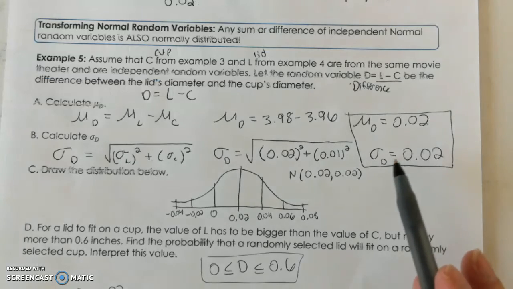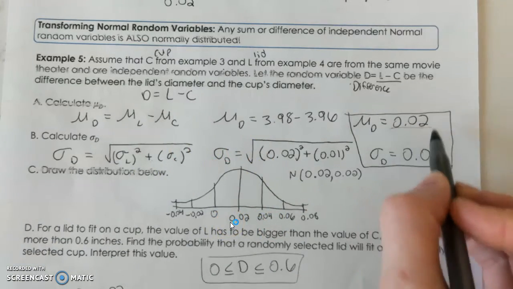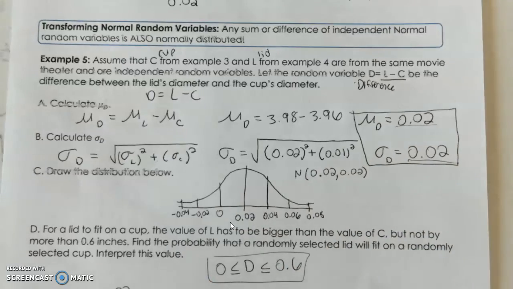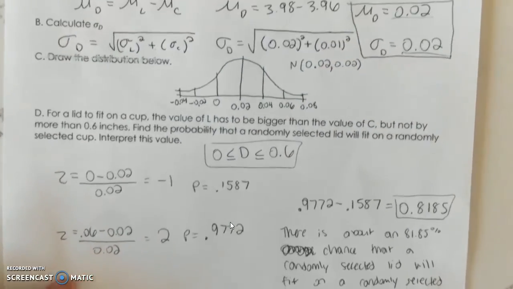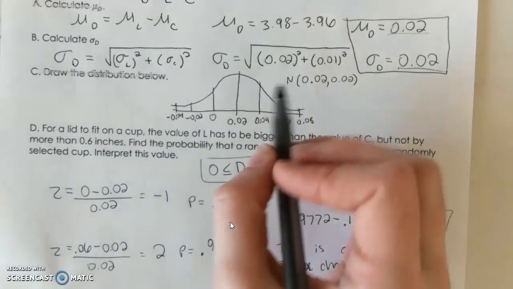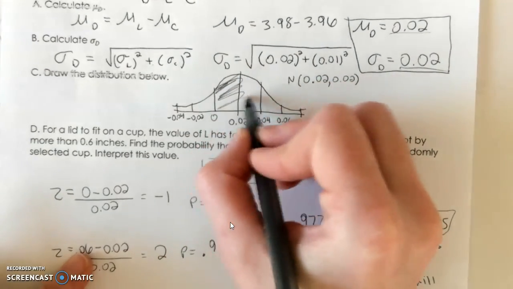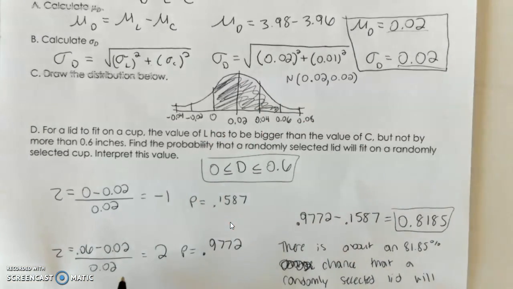Okay, so I calculated the standard deviation, which was 0.02. It says to draw the distribution below, and I've already drawn it because I'm running out of time. So my mean is my new mean here, and my standard deviation is here, right? So here's my distribution. For a lid to fit on the cup, the value of L has to be bigger than the value of C, but not by more than 0.6 inches. So I'm looking for a difference that goes from 0 to 0.06. So I'm looking for this right here. So you take the z-score of both and then subtract.